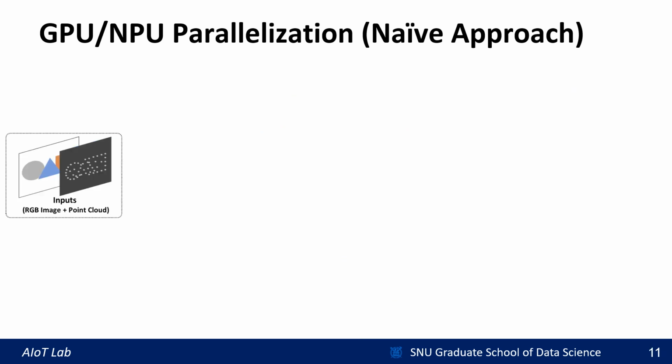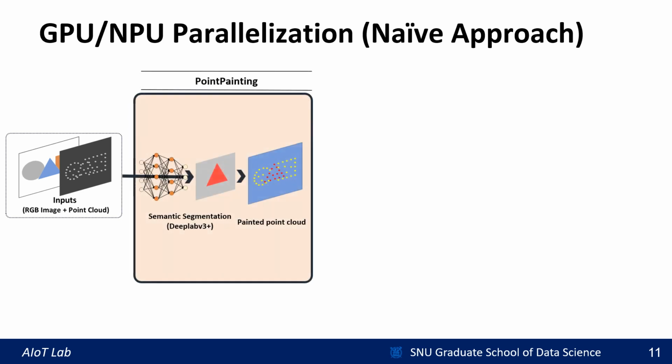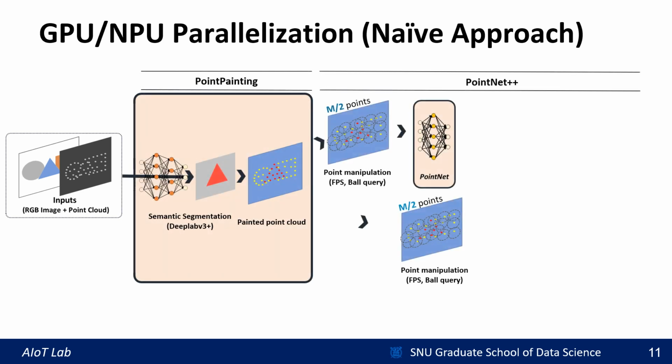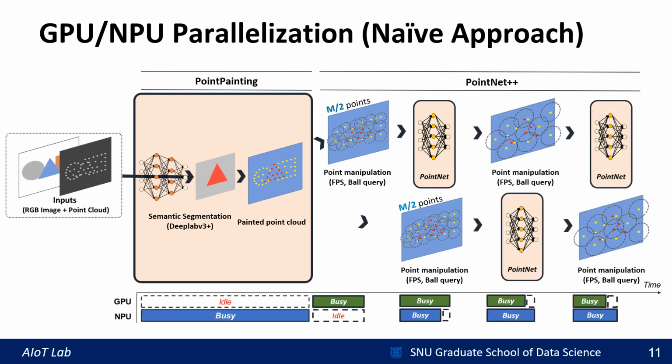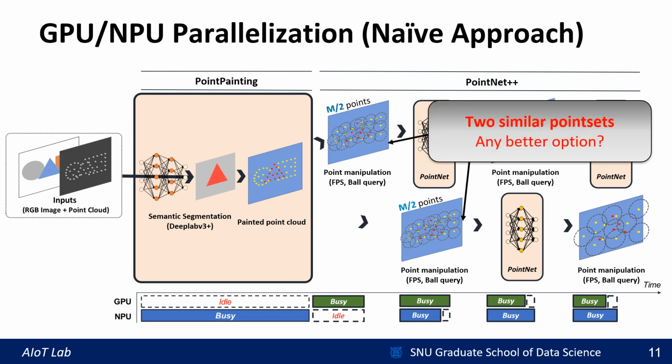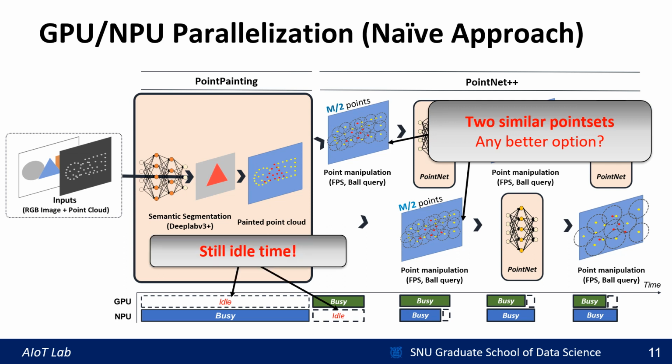Now, the overall runtime schedule could be modified as follows. After point painting is completed, we sample 2 point sets with half the number of points from the painted point cloud. Then, as described in the previous slide, we can parallelize the jobs. This, however, uses the same sampling technique twice and 2 identical point sets are populated. This will degrade the detection accuracy. In addition, there is still idle time at the early stage of the process.